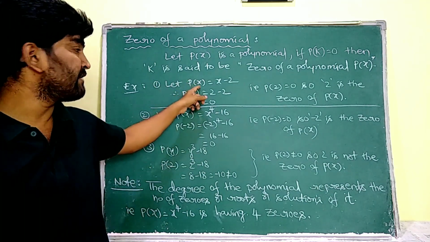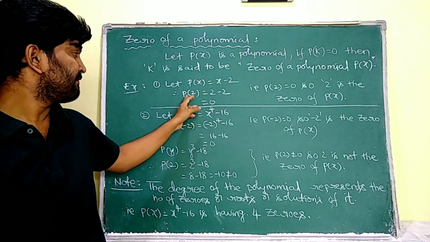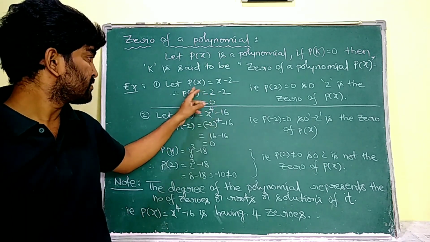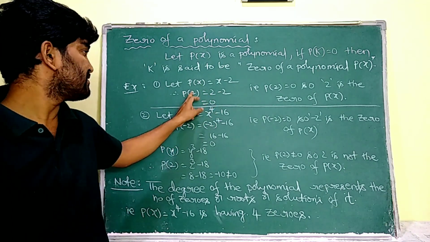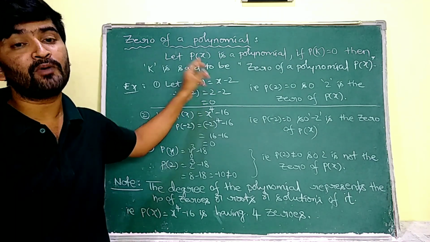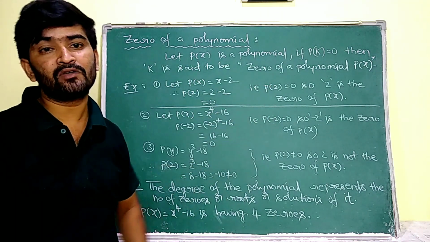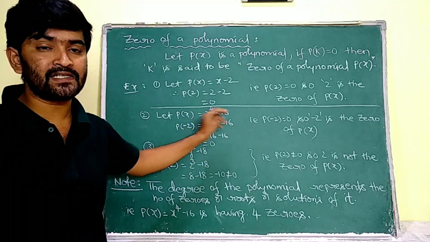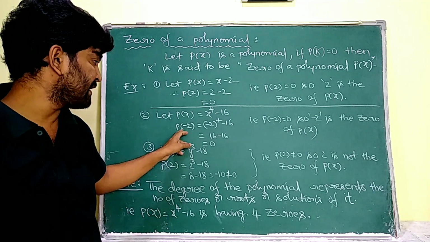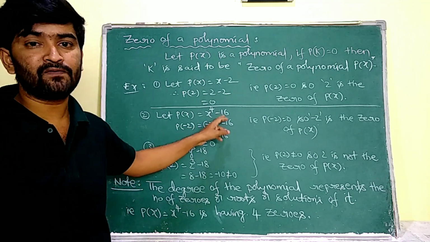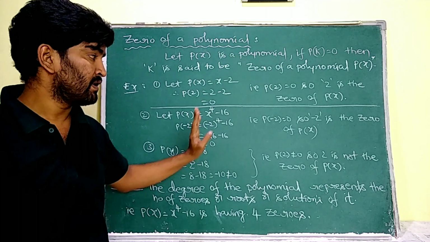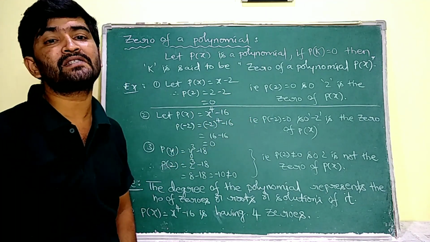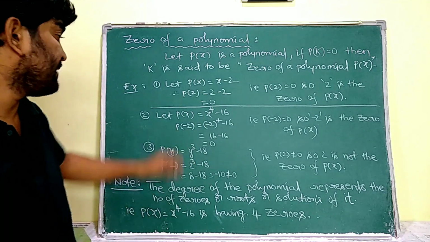For example, p of x is equal to x minus 2. If we calculate p of 2, its value is 0. So p of 2 is equal to 0. So this 2 is known as the 0 of the polynomial p of x. Let p of x be equal to x power of 4 minus 16. Just find p of minus 2. Minus 2 whole power of 4 minus 16 is 0. So p of minus 2 we obtain 0. So minus 2 is known as the 0 of that polynomial p of x.